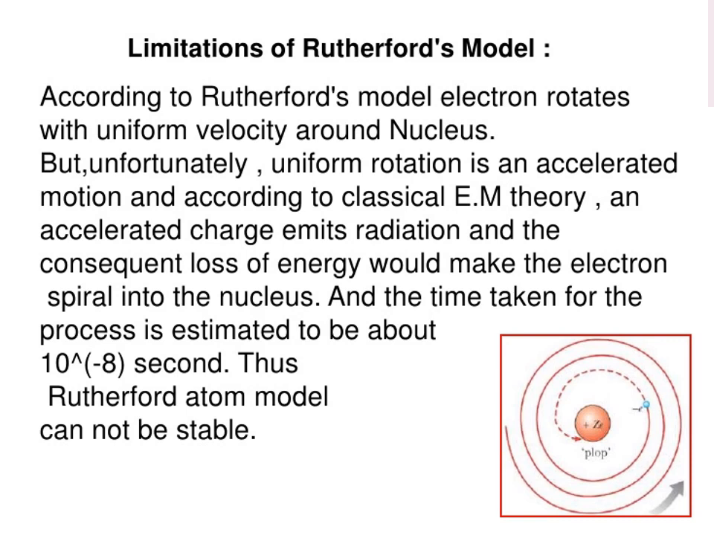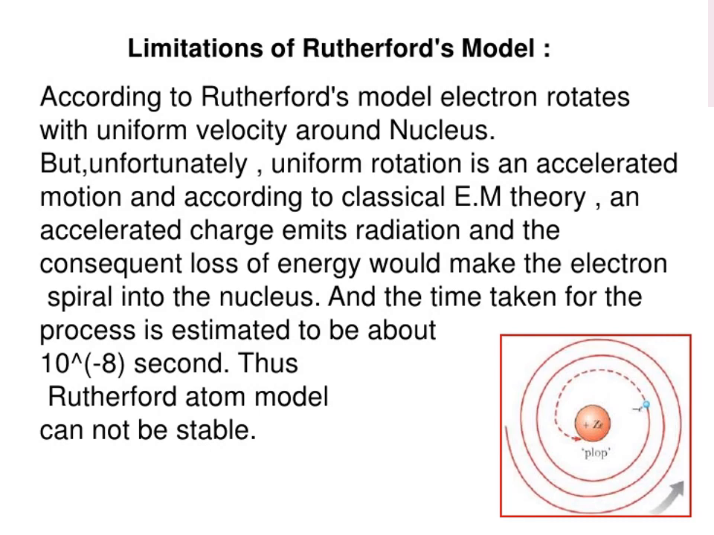So Rutherford's model failed to explain the stability of an atom. So the Rutherford model is not correct. It is not acceptable because atoms are stable, but here atoms are unstable. So the Rutherford model failed to explain the stability of an atom.